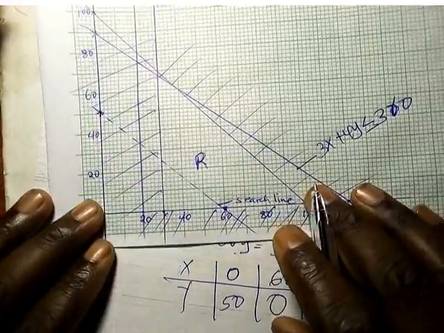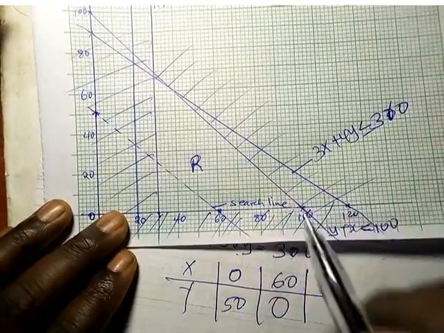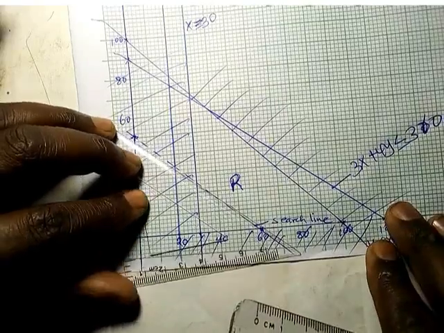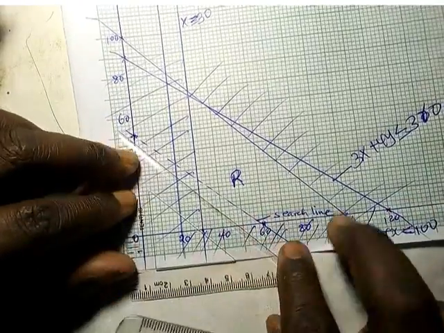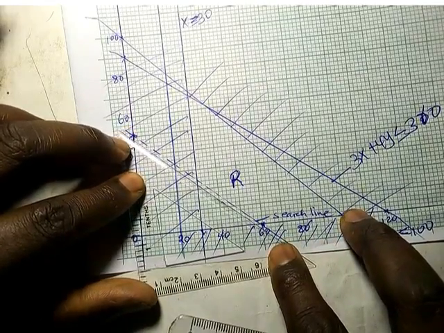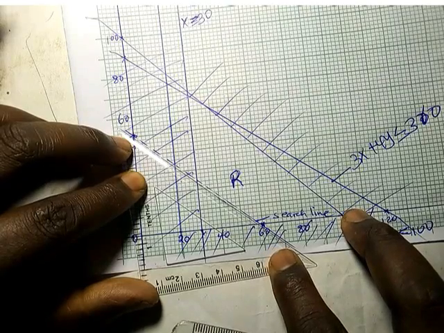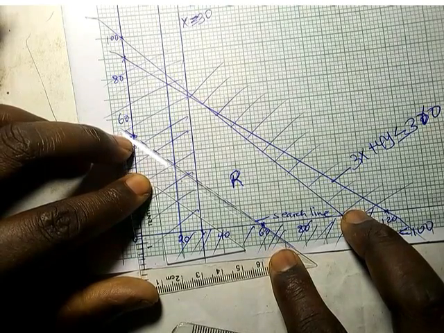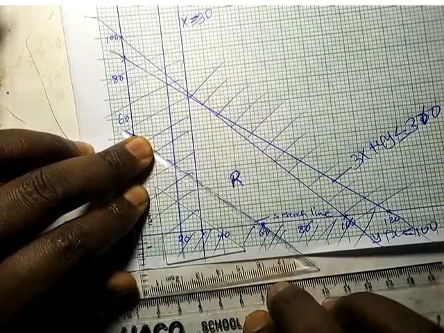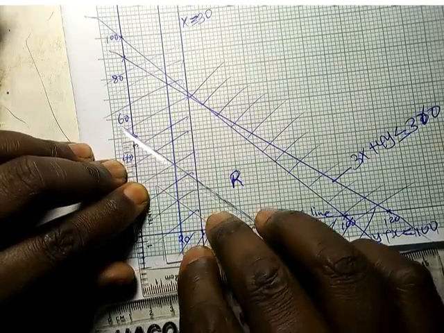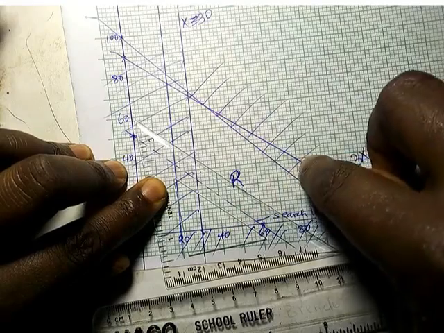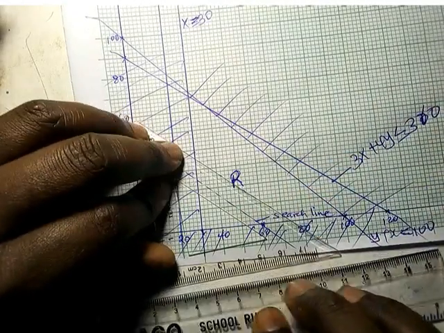So we are going now to use the set square and the ruler to find the maximum. Now put your set square in line with the search line, like this. Align your set square like that. Once aligned, take the ruler and put it below. The reason is that when we move, we move parallel to the search line until we get the last point that will give us the maximum.